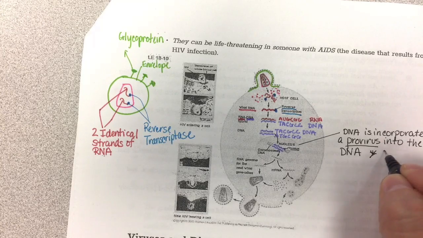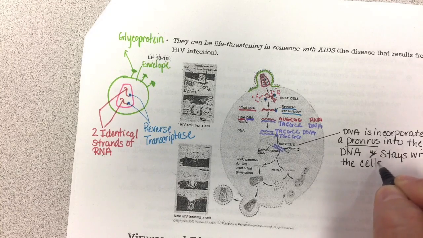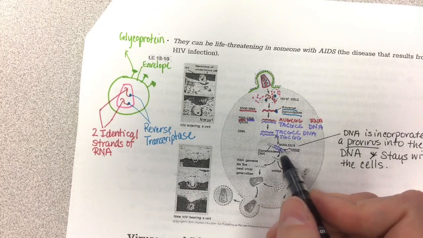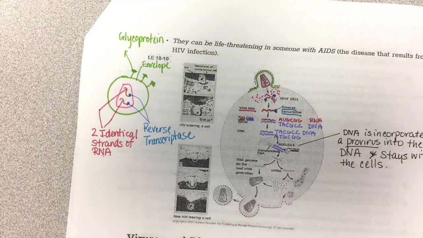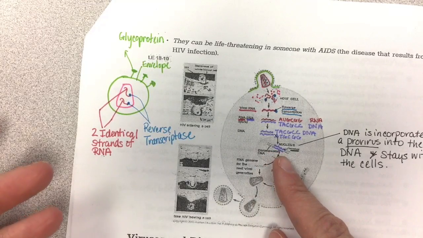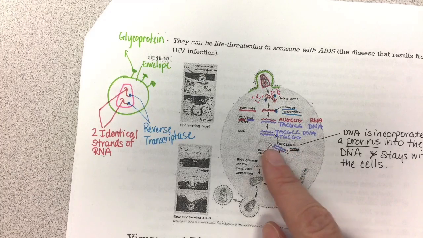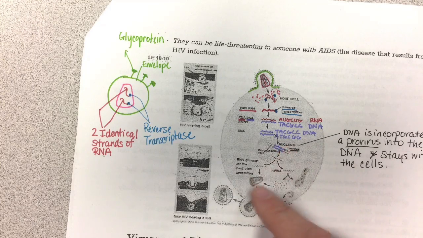I'm going to put a little star here that this stays within the cell. So this is part of this cell now. If the cell divides and makes more cells, it's going to have the HIV virus DNA in it. So that's a provirus. It's hard to read. So then it stays in there, and eventually, at some point, it can be triggered to go through protein synthesis and replication and make new viruses.